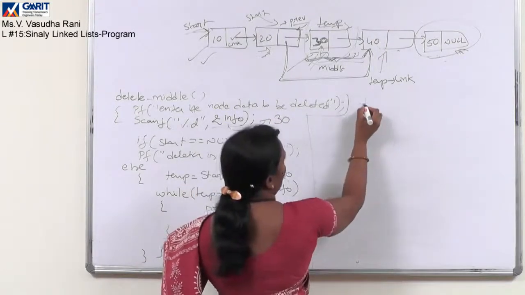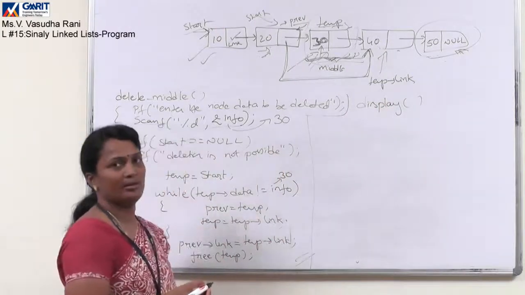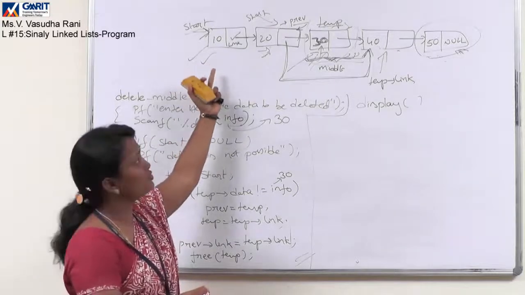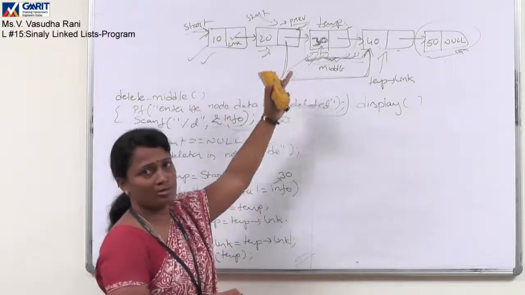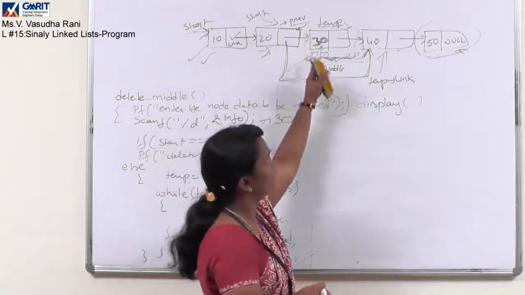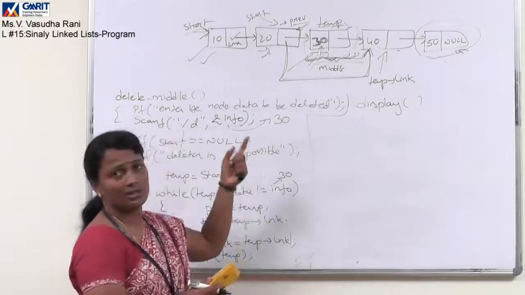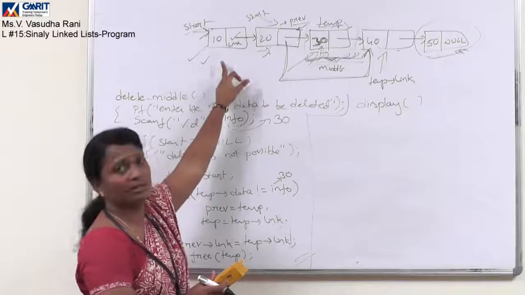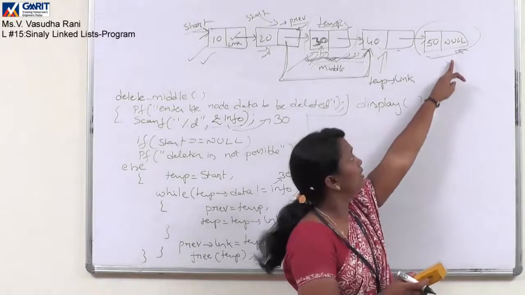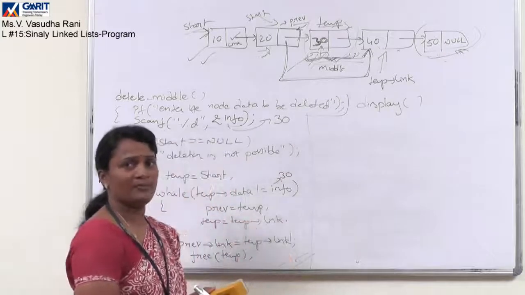Now let's see the display. What is the purpose of this display is, we want to display the data which is stored in the list of nodes or in the singly linked list. First node the data is 10, second node 20, third node 30, fourth node 40, fifth node 50. For this, in order to display the data which is stored in the singly linked list, we need to traverse the singly linked list from the first node till the last node whose link part is having null, and in each iteration we have to display its data value.